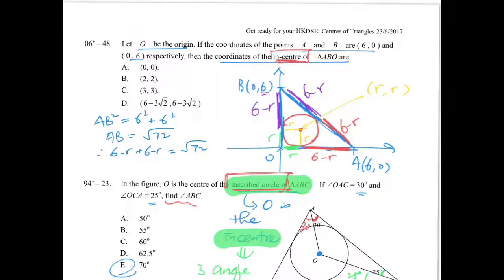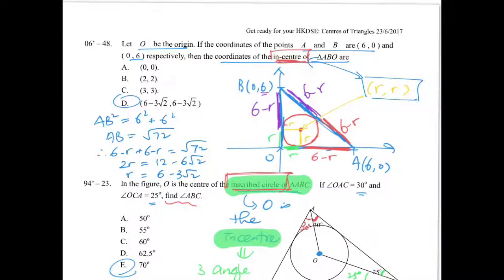So you can calculate that 2r will be 12 minus, after simplifying 72, 6 root 2. So that's why r will be 6 minus 3 root 2 afterward. And finally, you remember that the incenter will be given by (r, r). So that's why it comes to D as the answer.